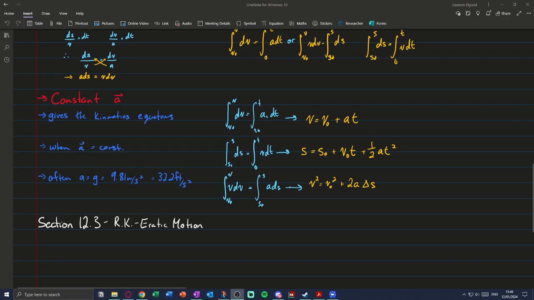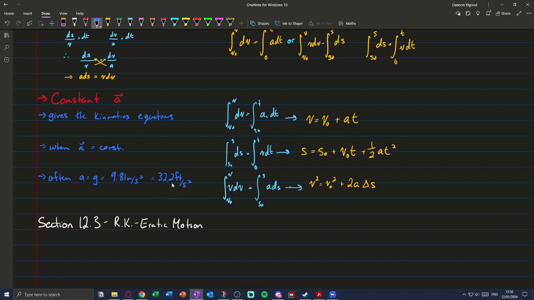The next ones we get, so these don't actually correlate to each individual one. I just kind of spread it out because it looked nicer. So constant acceleration gives us the kinematic equations, again restating acceleration is equal to a constant. Often the acceleration is going to be equal to gravity. For meters per second squared, it's something you know very well, it's 9.81. However, sometimes we're going to be using US units, and so it's going to be 32.2 feet per second squared. I did have a point there, it's just not that clear.